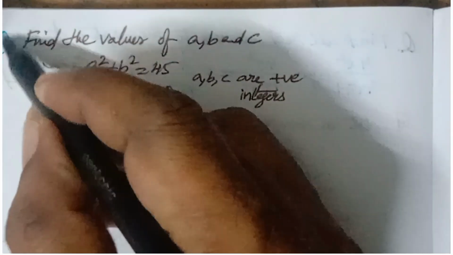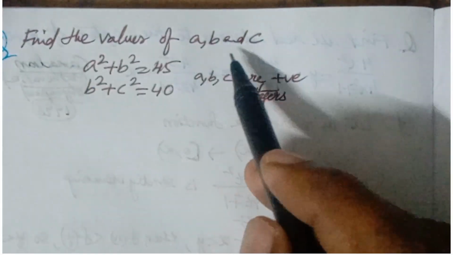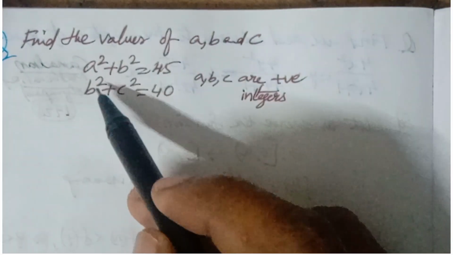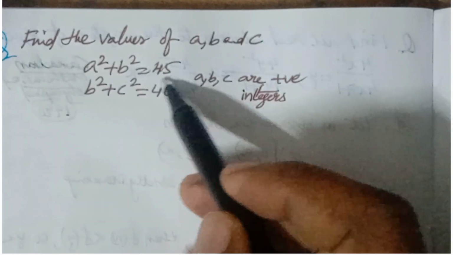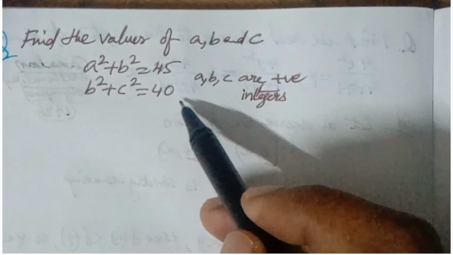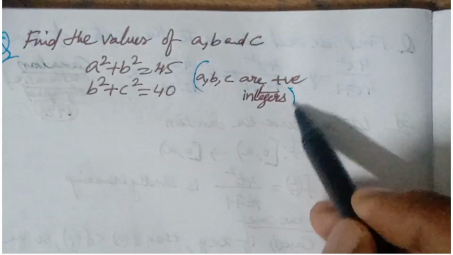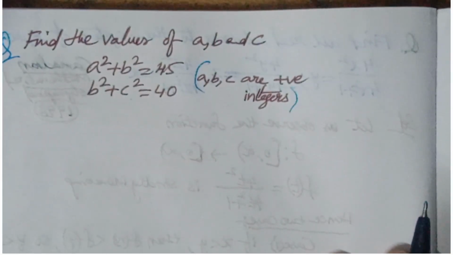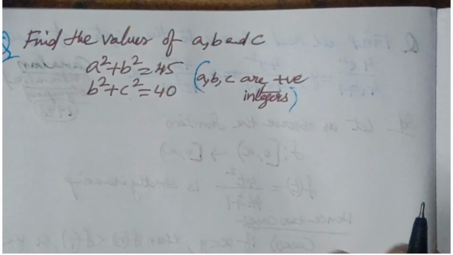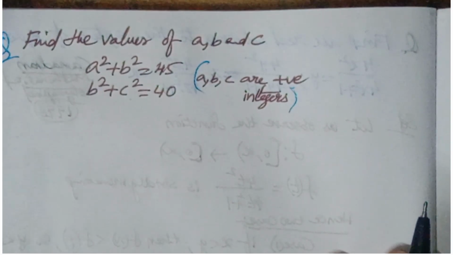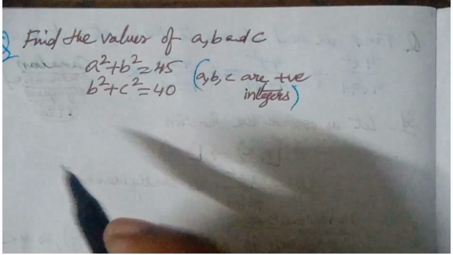So the question is given. Find the value of a, b, and c. Given a square plus b square is equal to 45. B square plus c square is equal to 40. So here the condition is that a, b, c are positive integers. So how to solve this problem?